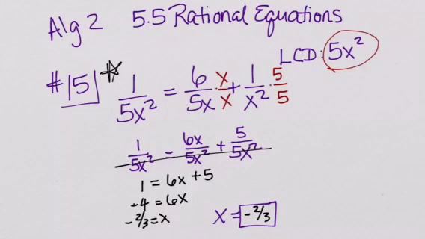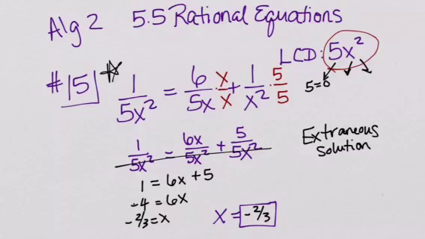The only thing that we have left to talk about is this extraneous solution idea. An extraneous solution is when I get a solution that I'm not allowed to have because it will make the denominator equal 0. So what we do is we take the least common denominator and we set each part equal to 0. Here I actually have 2 x's, so x equals 0, and then another x equals 0.